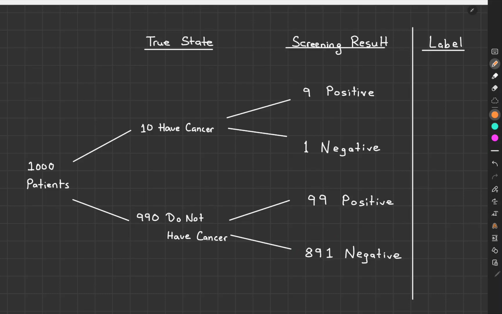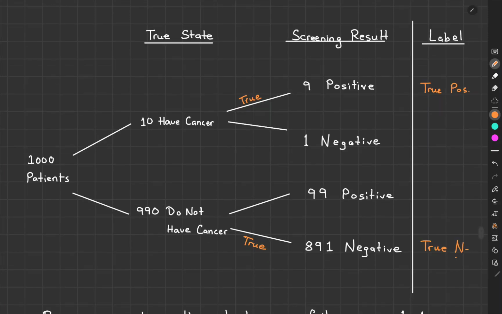So let's see if we can now identify what's going on in terms of true negatives and true positives. First of all, of the people who have cancer, 9 of them are correctly identified. So this is the true case. And of the ones who do not have cancer, 891 of them are correctly identified as negative. So this is going to be your true positive case up top. This is your true negative case on the bottom.